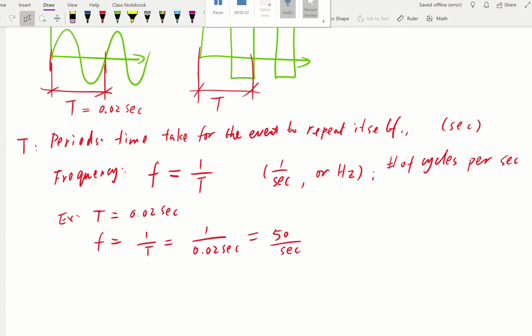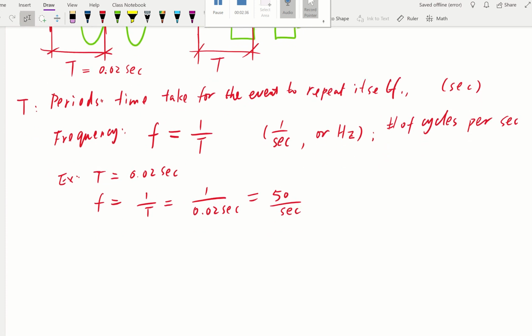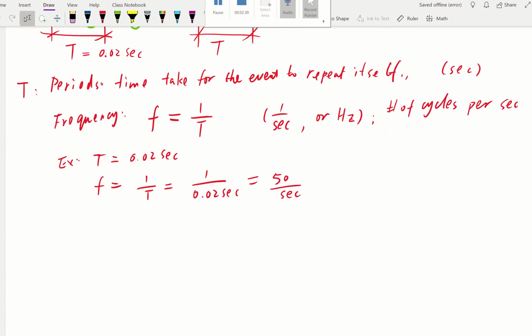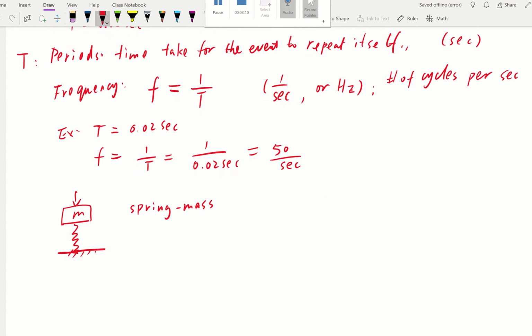So that's a period and a frequency. Now let's look at a simple spring mass system. If you have a mass tethered to a spring and it's on the ground, it's basically going to be a vibration system. If you push down on the mass and then let it go, what happens? It's going to oscillate, going up and down. So there's a frequency and a period.